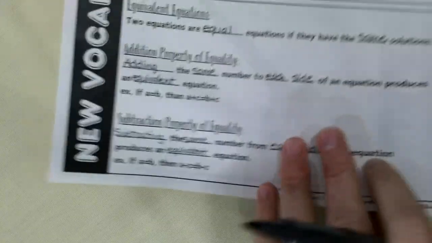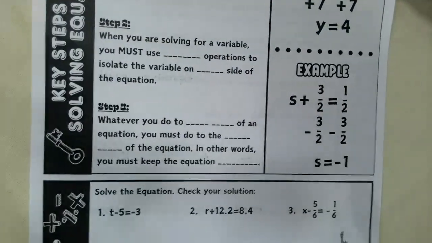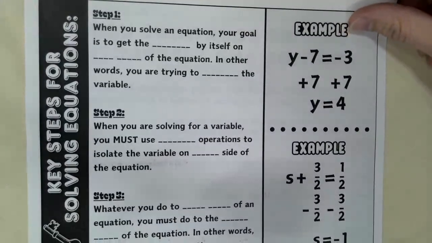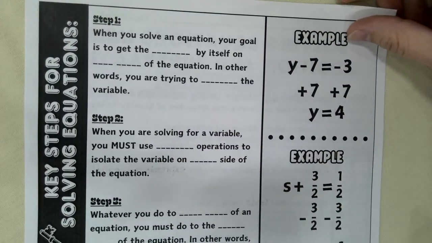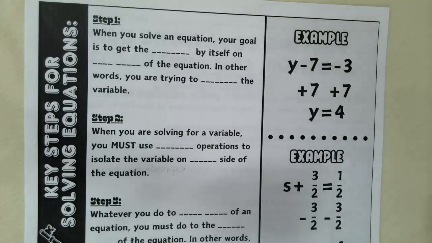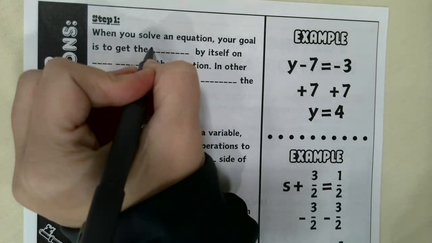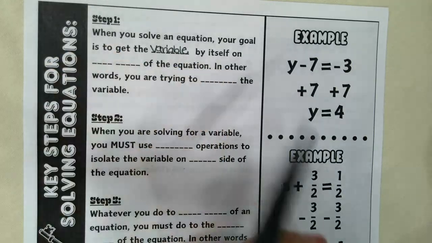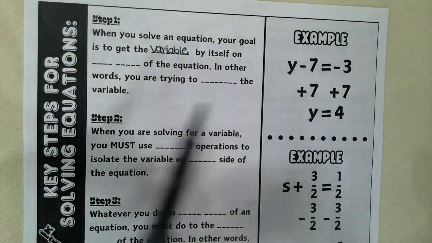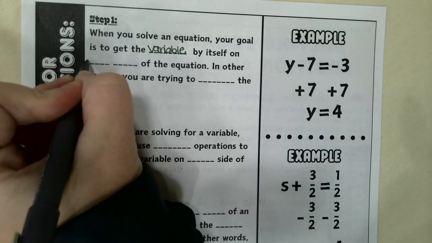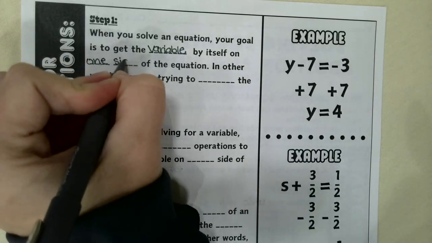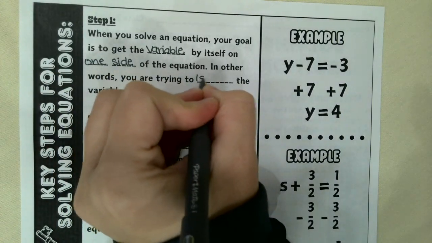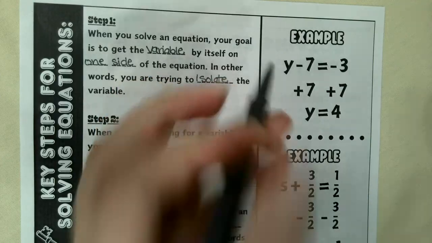Let's flip it around and apply this a little bit. I gave you some steps here on how to get started. Step one, when you solve an equation, your goal is to get the variable by itself. Remember, the variable is that number or symbol. In this example, it's y. You want to get it by itself on one side of the equation. In other words, you are trying to isolate the variable.